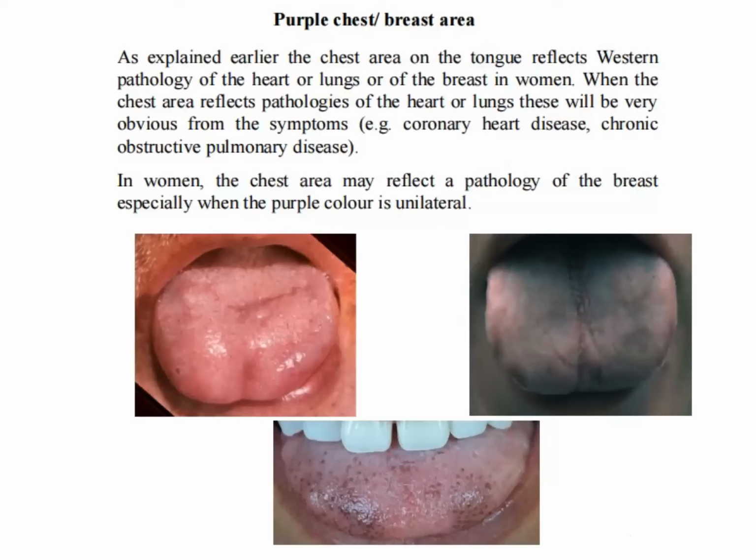So, purple chest, this is together with the breast area. As explained earlier, the chest area on the tongue reflects Western pathology of the heart or lungs, or of the breast in women. When the chest area reflects pathologies of the heart or lungs, this will be very obvious from the symptoms. For example, coronary heart disease or chronic obstructive pulmonary disease. In women, the chest area reflects the breast, especially when the purple color is unilateral. So if we see purple color on one side, that is the breast.